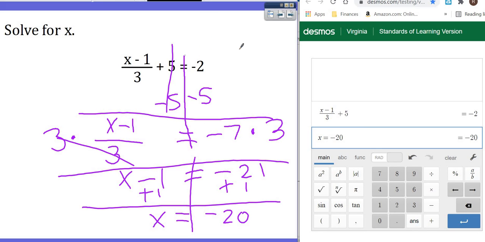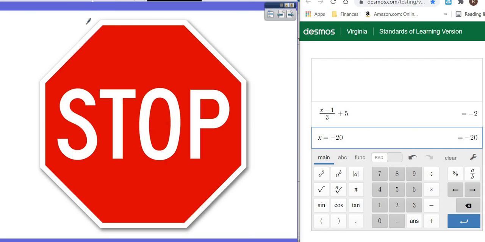So remember, when you have an equal sign, you've got to use your calculator to verify your solution. You've got to test it and make sure it is correct. All right, we're going to stop there, and next we'll do inequality.